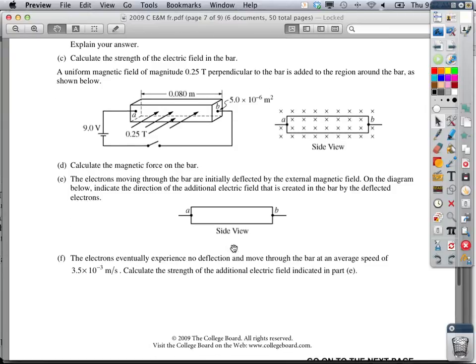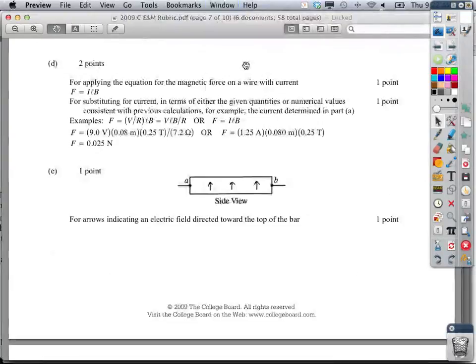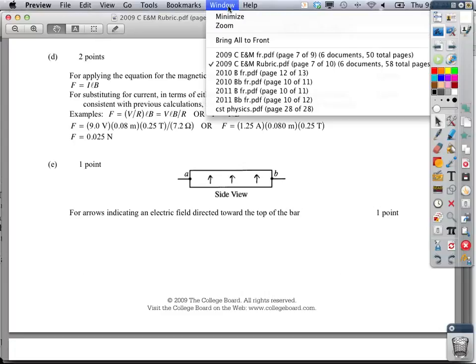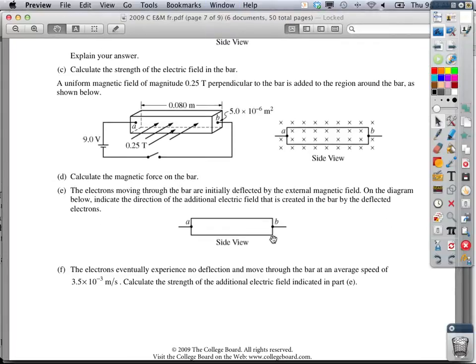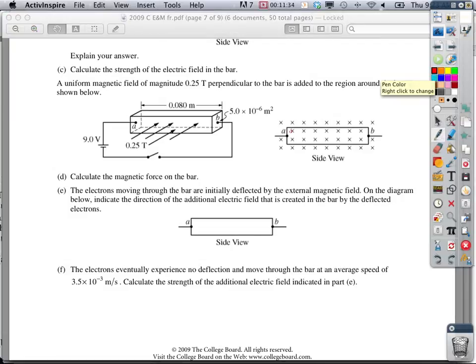All right, so calculate the magnetic force on the bar. We did that already. Then, the electrons moving through the bar are initially deflected by the external magnetic field. On the diagram below, indicate the direction of the additional electric field that's created in the bar by the deflected electrons. So if the electrons get deflected, well, oh, sorry, I should show you here first. The electrons are going from B to A. Does everybody get that? So then, using the right-hand rule, they get pushed up to the top, right? Does that make sense? So when the electrons go through here, they're going to be up here.